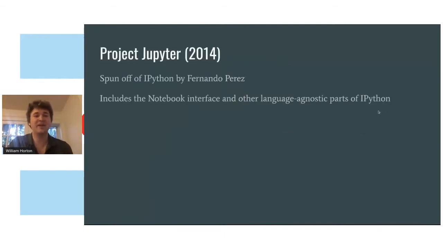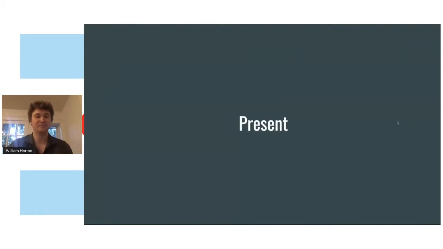So that's kind of where Jupyter comes in. It's kind of a spin-off of IPython and the IPython notebook. Basically, the notebook interface as well as language agnostic parts of IPython. And again, this was formed by Fernando Perez, who had originally created IPython to focus on developing the notebook and other parts outside of IPython. So that brings us all the way up to the present.